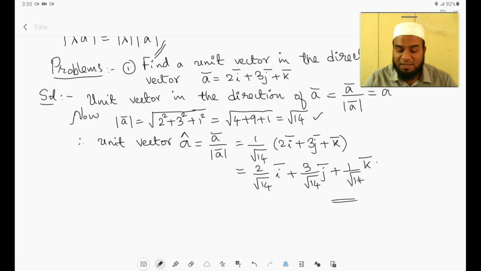So the given vector is a bar equals 2i plus 3j plus 4k. That is the given vector. What is the question? We have to evaluate a unit vector in the direction of a bar. So what we have to do? We are not supposed to change the direction of a bar.